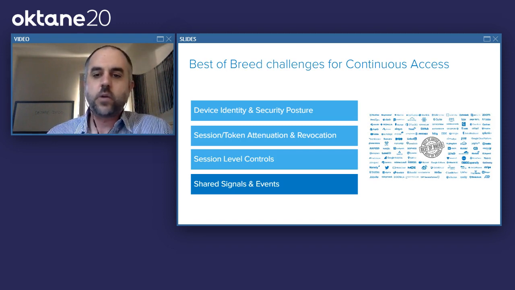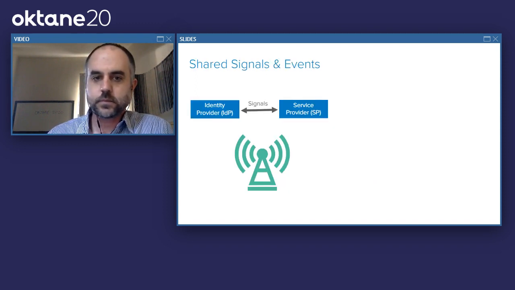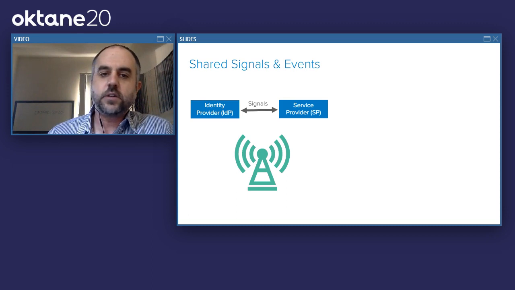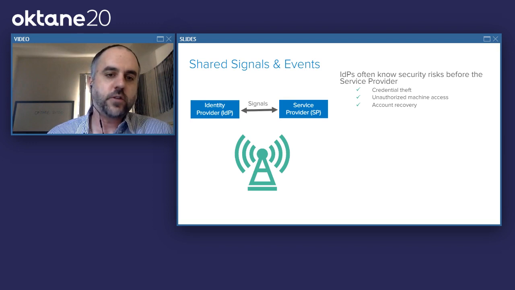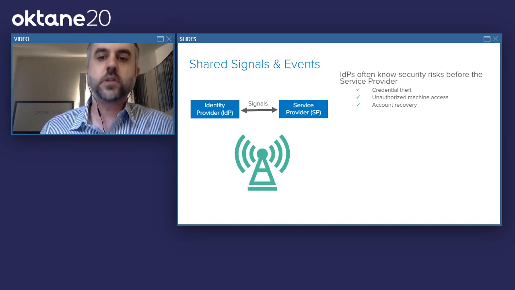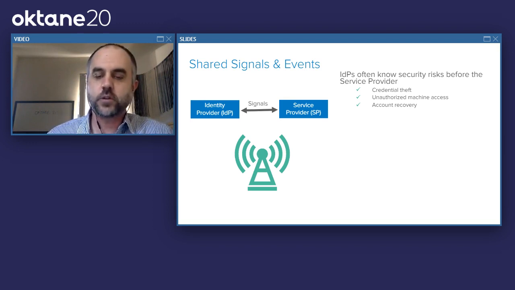Excellent. So the final thing I want to talk about is shared signals and events. Shared signals is the ability for the identity provider or the service provider to publish an event that the other can subscribe to. And so often an identity provider knows security risk before a service provider has a chance to respond to it. So the identity provider knows, for example, credential theft, credential stuffing, broad-based credential attacks that may happen. Maybe on one tenant, we saw a bad actor try to brute force a set of credentials, and we're able to block that actor in another way.